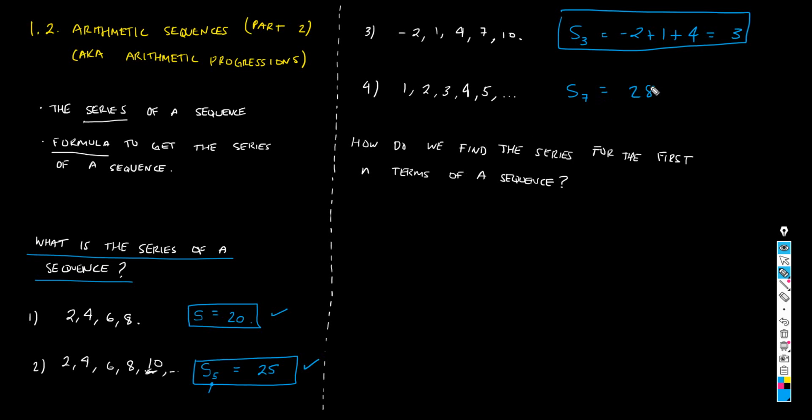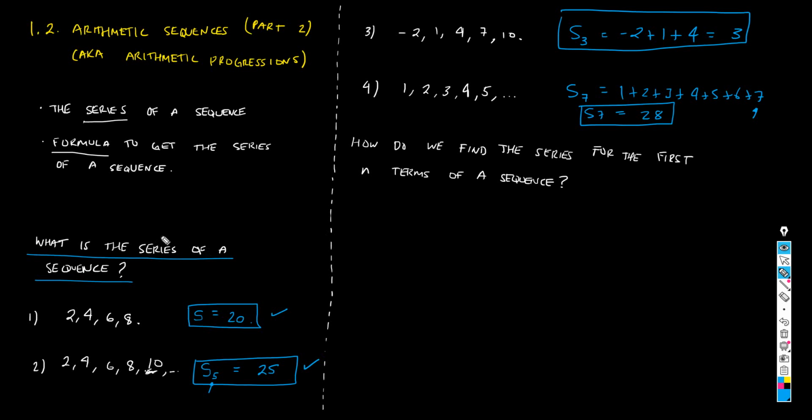It's gonna be 28. Okay, S sub 7. Well, let me actually write that down. The whole series, that would be 1 plus 2 plus 3 plus 4 plus 5 plus 6 plus 7, because this is the 7th term, and it stops right there, and you will get a total of 28. So there you go. This is the series of the first 7 terms of this infinite sequence. Fine. So that's what this series is, guys.